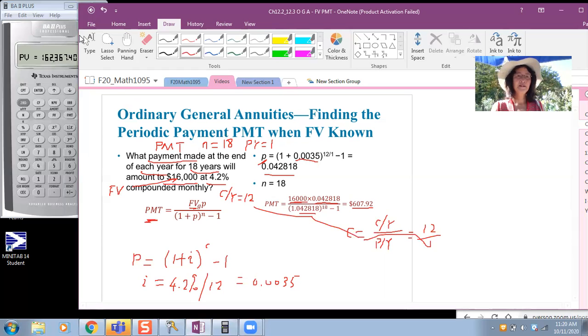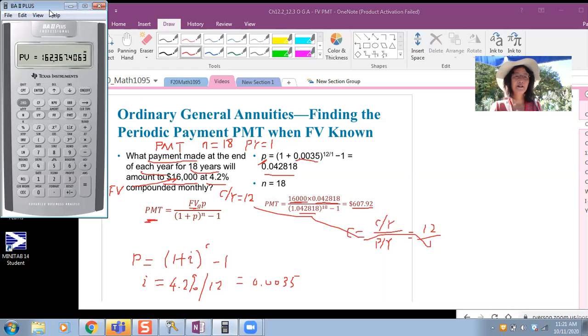Okay. Now let's use the calculator method. Second quit. Second PY. PY is 1. You make payment only one time for a year. So 1, press enter. Down arrow key CY. CY is 12 because interest is compounded monthly. Enter. Then second, quit.